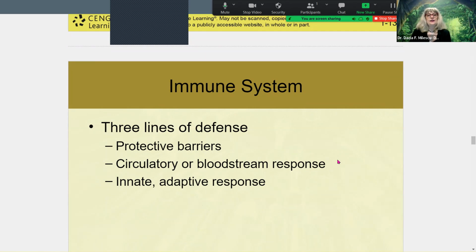So what are the ways that we can fight off these pathogens? Well, the first line of defense is your skin, protective barriers like the mucous membrane in your nose, your skin, as I mentioned, your pH. So like in women, the vaginal pH, it's acidic.